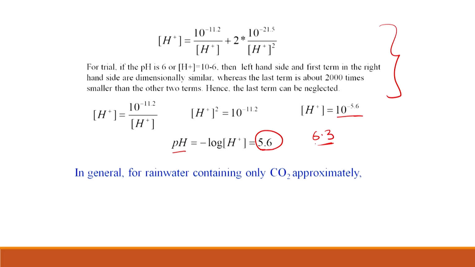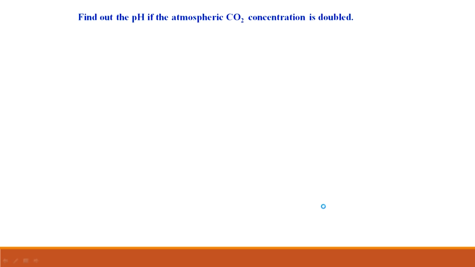So, in general, for rainwater containing only carbon dioxide, again keep in mind this is not a great assumption. Again, we have these generic equations, but I will ask you not to mug up such equations. I am not going to ask such questions in the exam, right. Find out the pH if the atmospheric CO2 concentration is doubled.